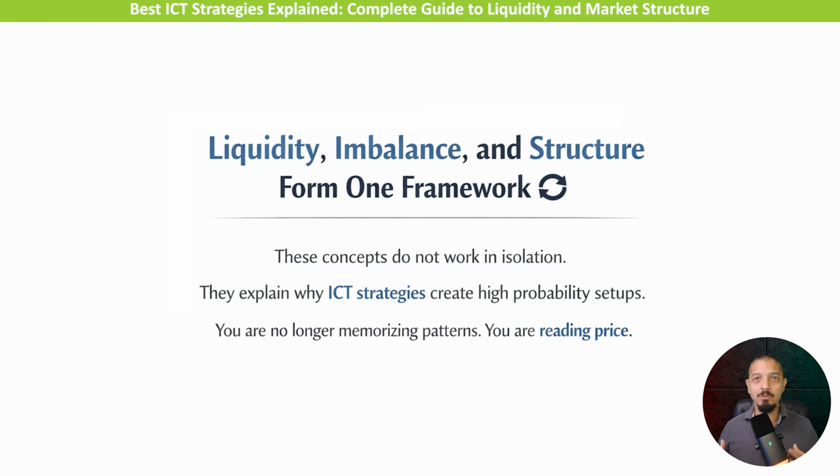Throughout this video, you have seen how liquidity drives price, how fair value gaps reveal imbalance, and how market structure defines when momentum truly shifts. None of these concepts work in isolation. They form a unified framework that explains why ICT strategies like the silver bullet and others produce high probability setups. When you understand how liquidity is swept, how imbalance is delivered, and how structure confirms direction, you are no longer memorizing patterns. You are reading the engine behind price itself.